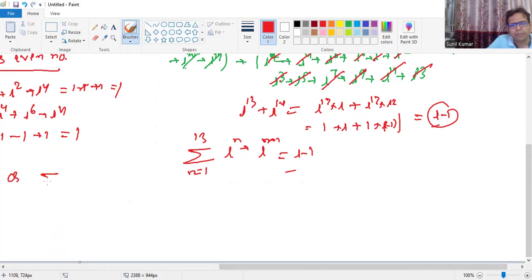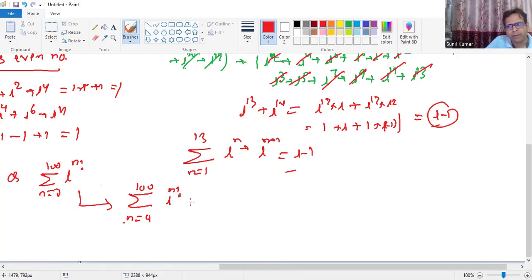Suppose we have the question: summation of iota power n factorial, with n starting from 2. We have a long method, and we can also use the short method here. So how are we going to do it? This one is the short method. We know that i power 4 is generally 1, so we have to break it that way. If we start the summation of n from 4, and here we have 100, and this i power we have as factorial, we can write.